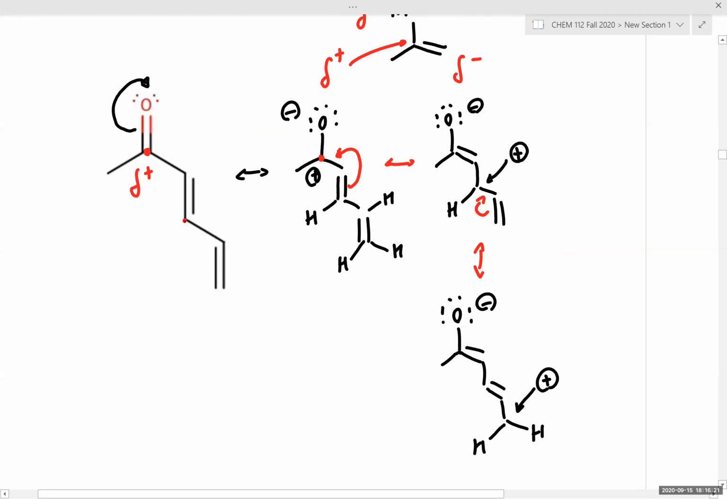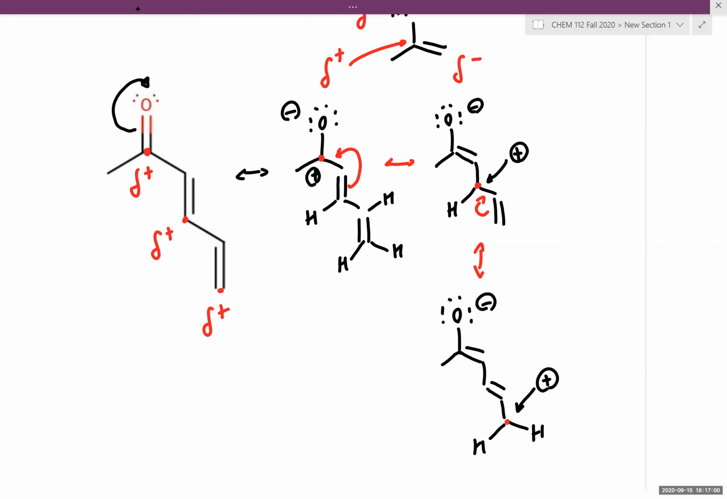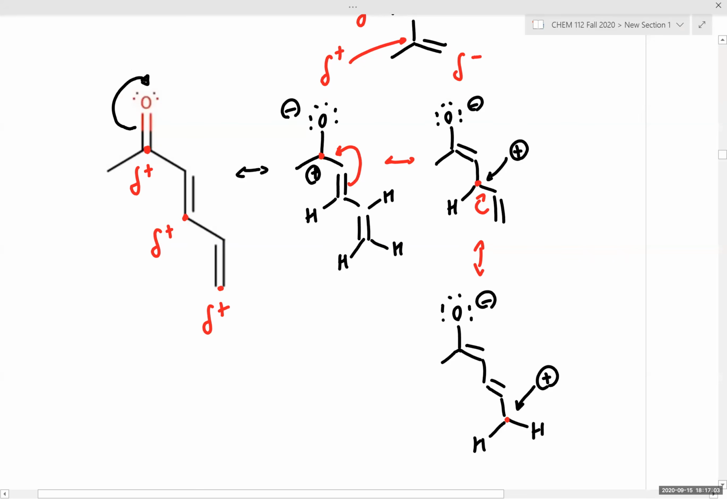Okay. What about this next carbon, which matches this one right here? Is that carbon also electron deficient? Does it have a positive charge in one or more of our resonance structures? Yes, so we write it with delta plus. Finally, our last carbon here, is it electron rich or electron deficient? Deficient. Yep, exactly right.